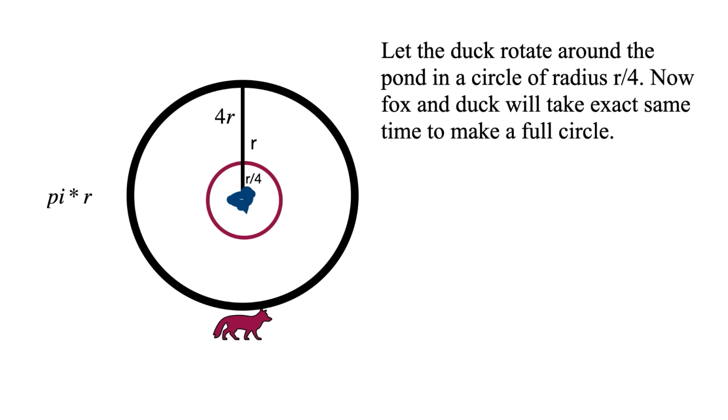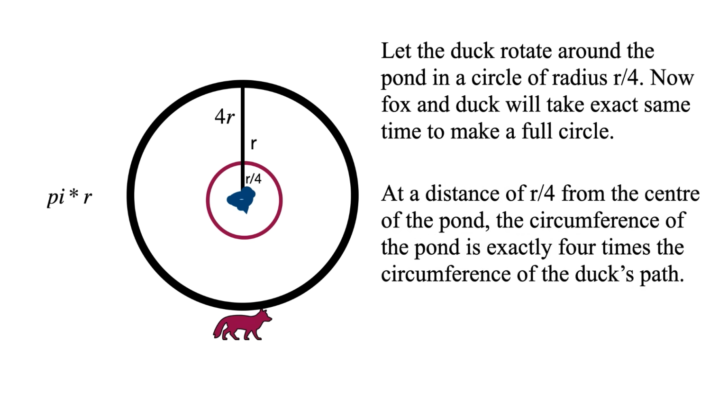Let the duck rotate around the pond in a circle of radius r/4. Now the fox and duck will take the exact same time to make a full circle because the fox is 4 times the speed of the duck. So at a distance of r/4 from the center of the pond, the circumference of the pond is exactly 4 times the circumference of the duck's path. Thus, to stay on the same radius as the duck, the fox would barely keep up.